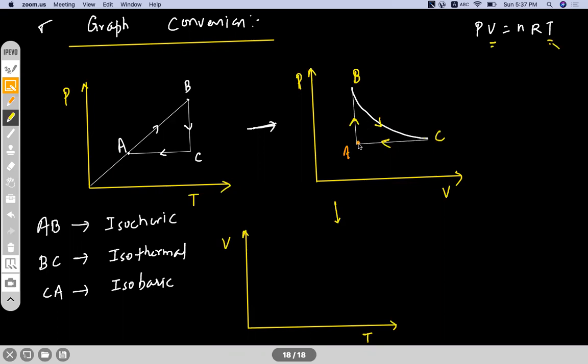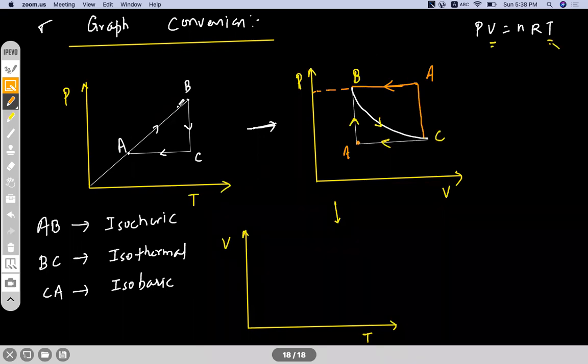See, if you don't want to take A over here, then you can take A this side, suppose. But if you take A here, then this is the A to C process, this is the A to B process. So what happens from A to B? The pressure is constant, A to B. You see the entire line, the pressure is constant. But here, A to B, the pressure is not constant, it is increasing.